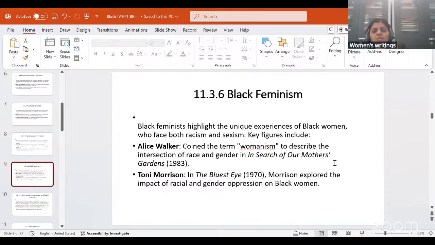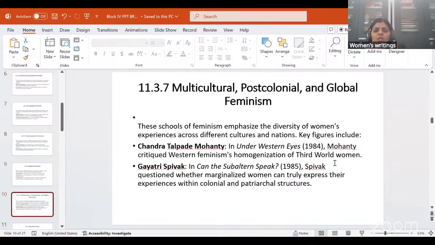And we also see Black feminism, where Alice Walker and Toni Morrison, these renowned Black feminist writers, come up with various ideas, thought processes, and ideologies, and how they analyze the living conditions of Black people, and how women are the victims of not only racism but also sexism, right?